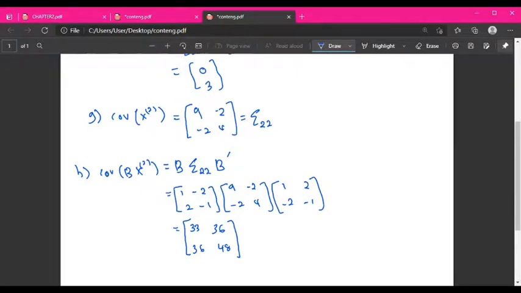So this is the answer that we have. So 33 ni adalah variance untuk first linear combination. 48 adalah variance untuk second combination. 36 ni adalah covariance between the two linear combination. Okay.